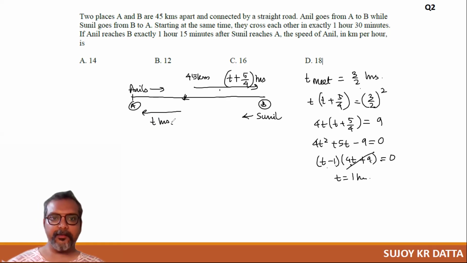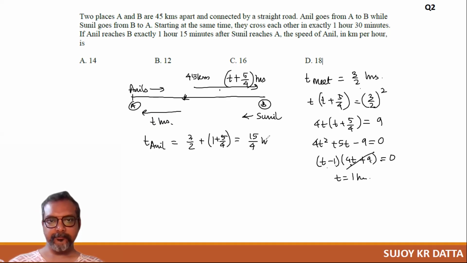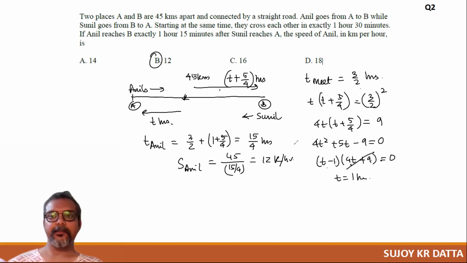If you want to find the speed of Anil, we'll figure out the time taken by Anil. So initial 3 by 2 hours plus 1 plus 5 by 4. That basically gives us 6 by 4 plus 9 by 4, so 15 by 4 hours. So the speed of Anil is 45 divided by 15 by 4. That comes to 12 kilometers per hour. All right, let's go to the next question.